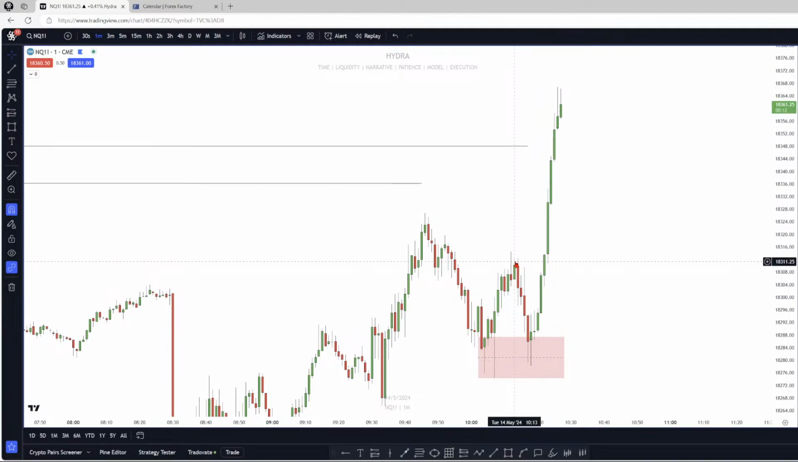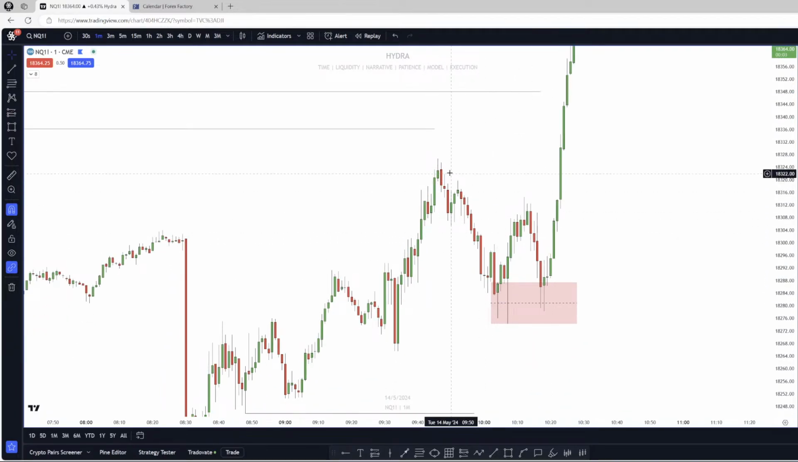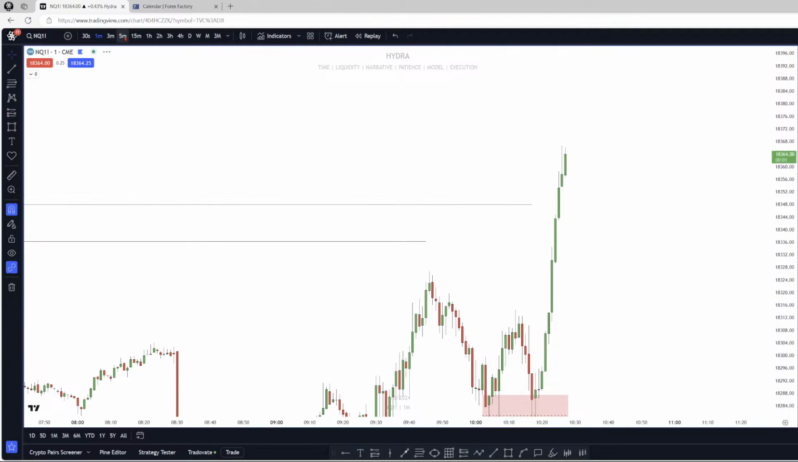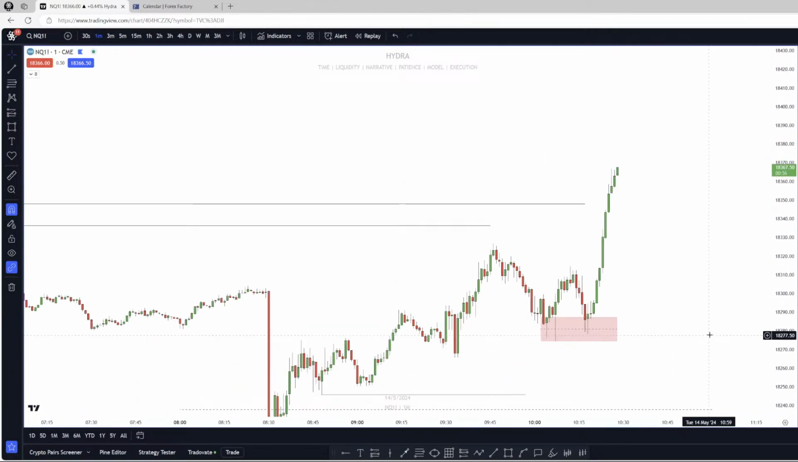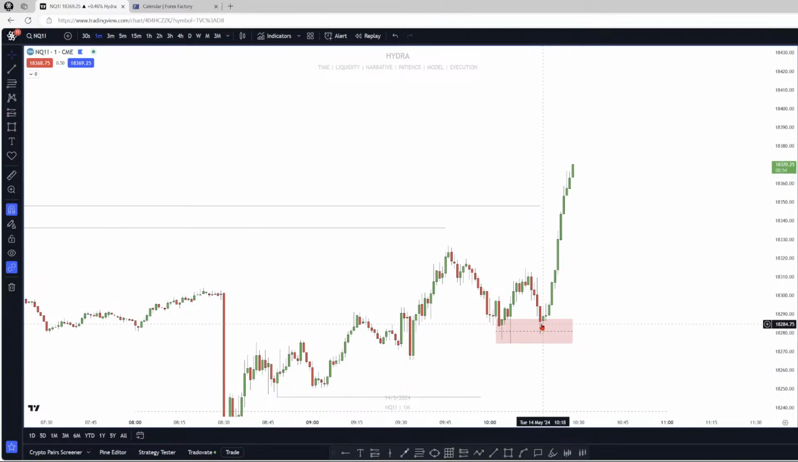So no retest of this mitigation block, no retest of this inversion that we have here. Also no retest of this mitigation block here. So no retest at all and a very aggressive delivery. So yes, there was no entry other than just taking turtle soup from down here.